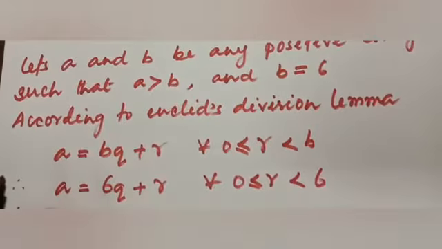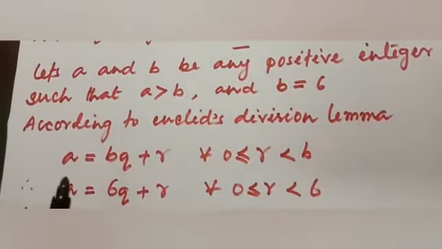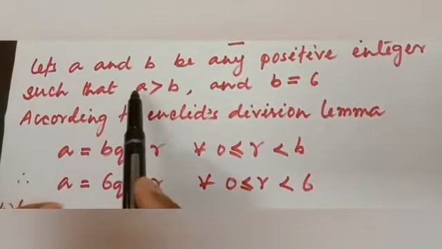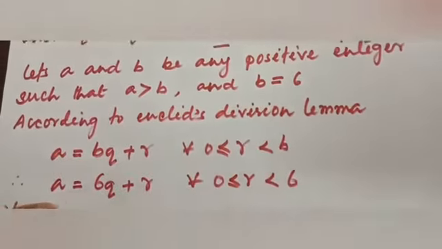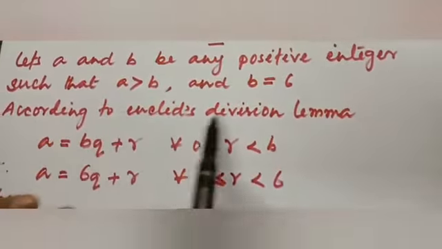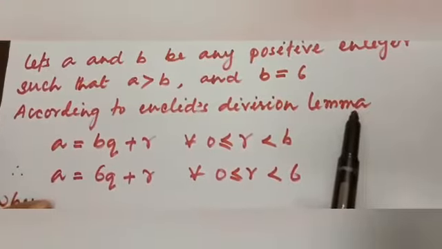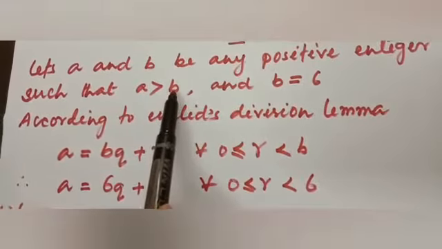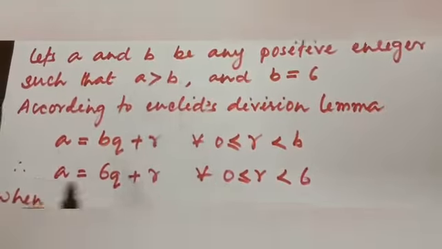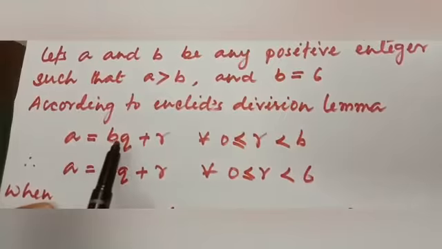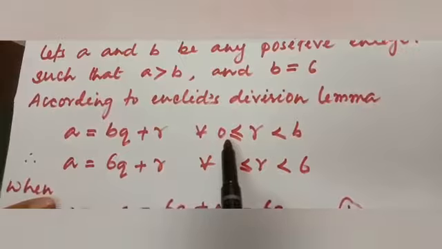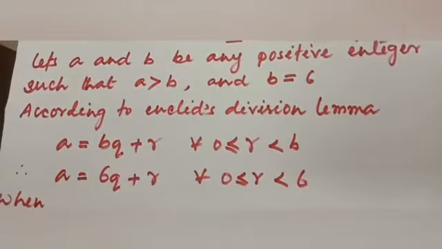So you know Euclid's division lemma. I have already discussed it in my previous video. Here a is the dividend and b is the divisor, and I take the divisor b equal to 6. According to Euclid's division lemma, when you divide a by b, we can write a equals b into q plus r, where r is greater than or equal to 0 but less than b.